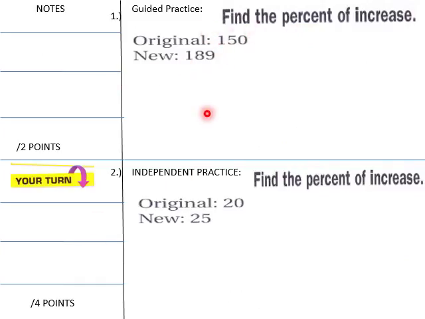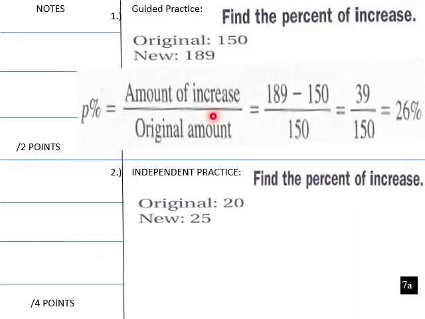Now, find a percent of increase here. This is yours down here, students. We have 150, then the new would be 189. So how would we find a percent of increase here? 189 minus 150 over 150 would be 26% of increase here.